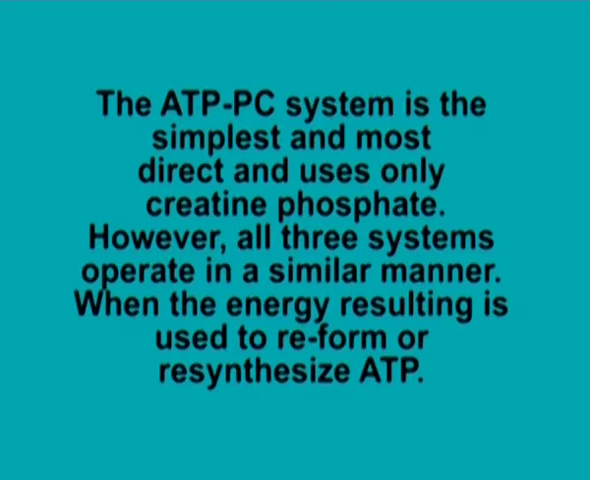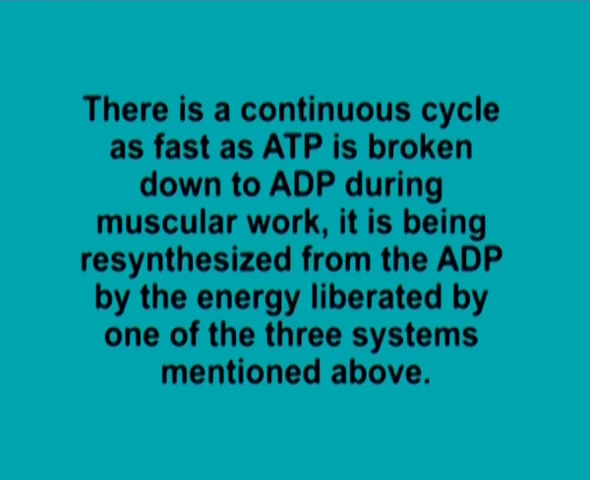When the resulting energy is used to reform or resynthesize ATP, there is a continuous cycle. As fast as ATP is broken down to ADP during muscular work, it is being resynthesized from ADP by the energy liberated by one of the three systems mentioned above.